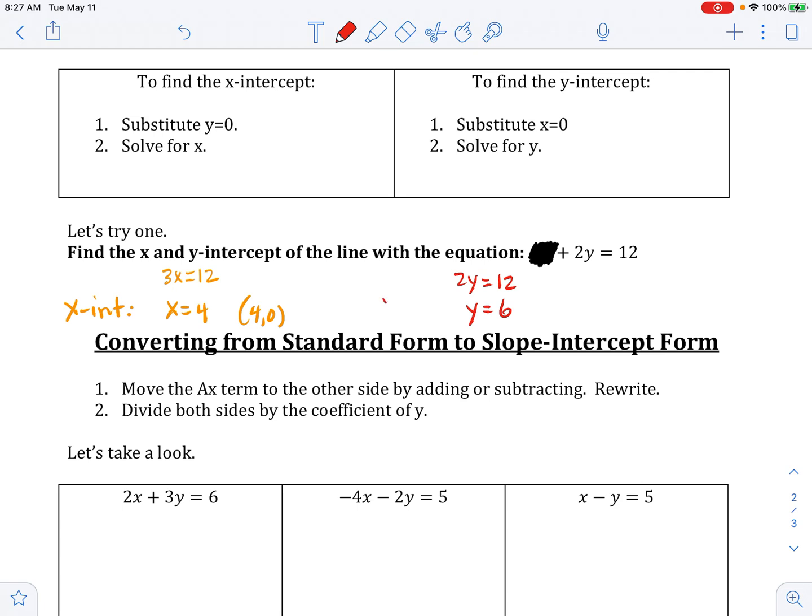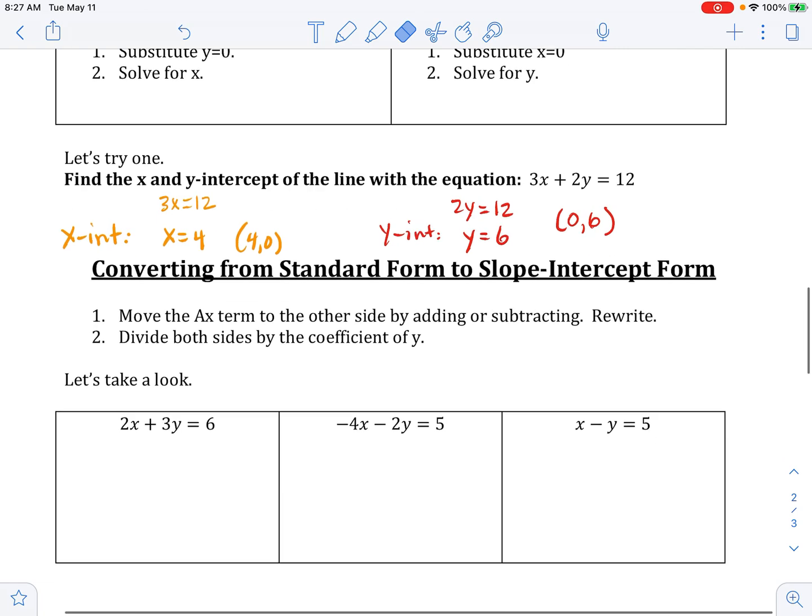So this is the y-intercept. The y-intercept would be at the point (0, 6). So we know 2 points on this line just by finding the x and y intercepts. And that's going to come in handy in the next section when we are graphing lines in standard form.